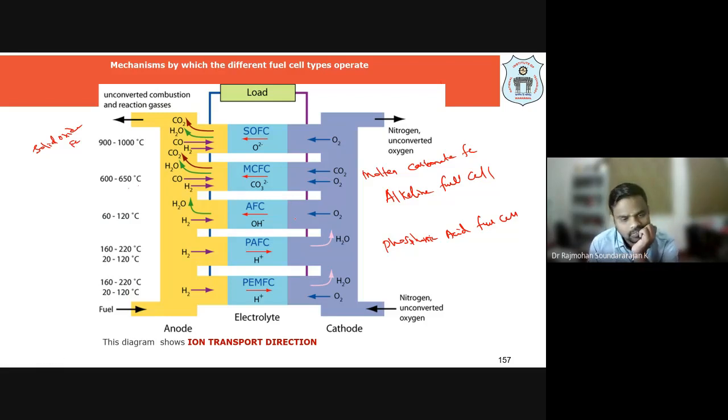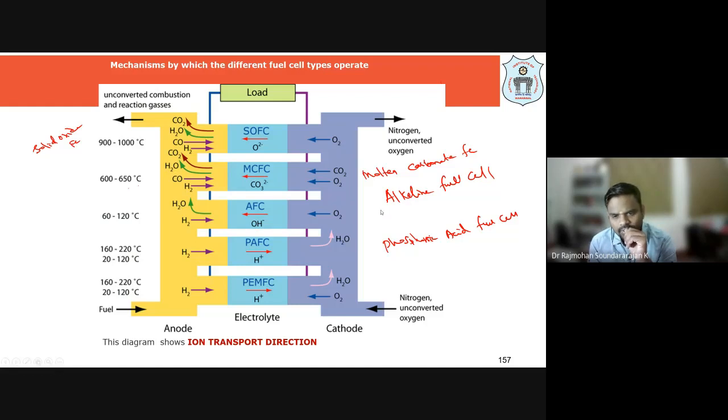Okay. And if you look at the ions which are passing through each type of fuel cell, that is important to know. In the case of membrane fuel cells, it's H plus ions which pass through the electrolyte. Either it is an anion or a cation passing through the electrolyte, so that we should know as the basic thing. In PEM fuel cell, H plus ions are passing through the electrolyte. In phosphoric acid fuel cell also H plus ions are passing through the electrolyte. Whereas in alkaline fuel cell, it's not H plus; it is OH minus ions passing through the electrolyte.